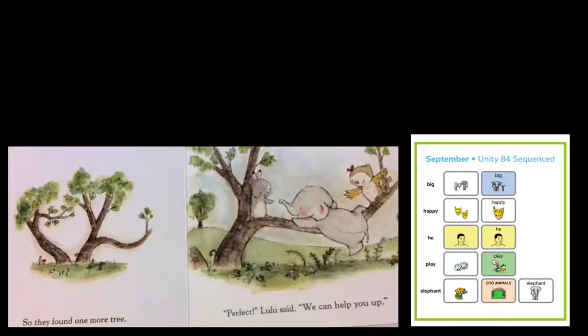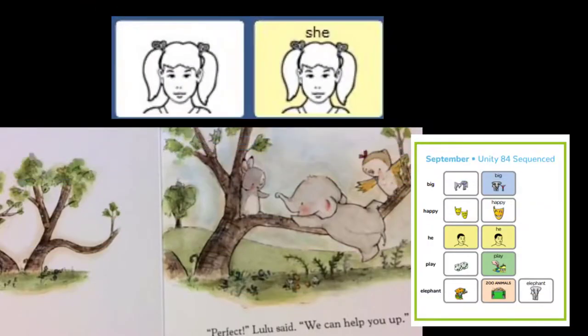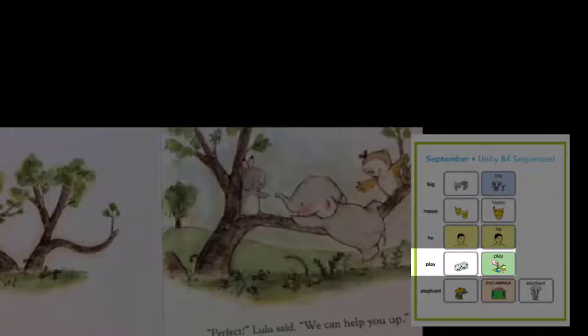Do you think that tree will be a good one for Oliver? I don't know if it will or not. She said they would help him. They're trying to find a way they can all play together. Do you have any ideas?